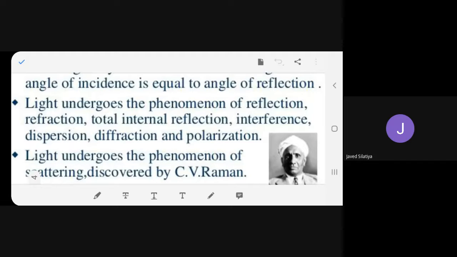The spectrum that you get, the rainbow that you get, that is dispersion. What is it, beta? The rainbow that you get in the sky is due to dispersion of light.